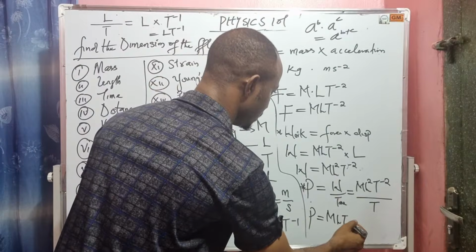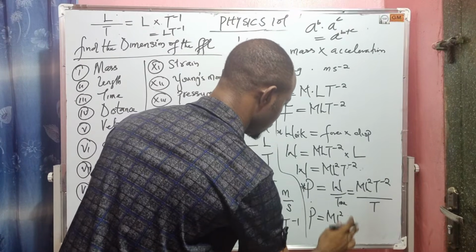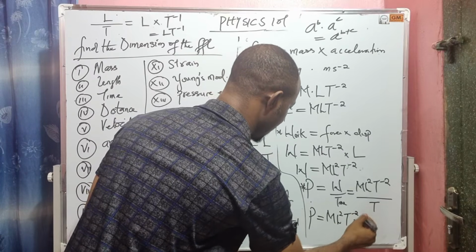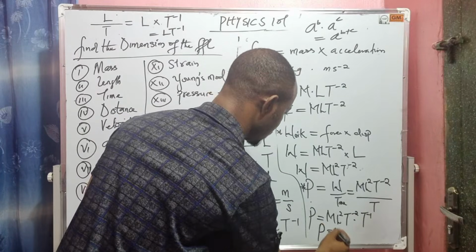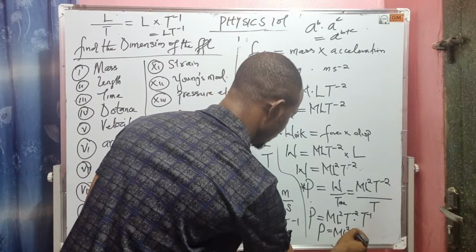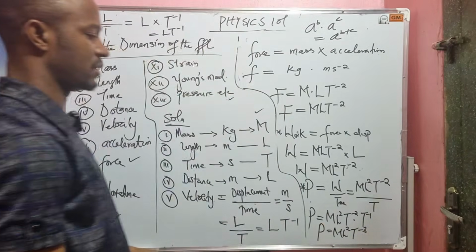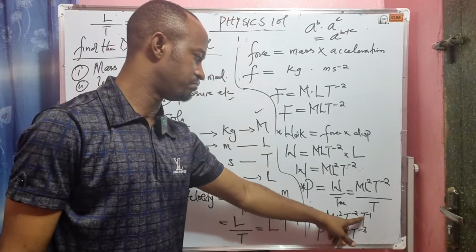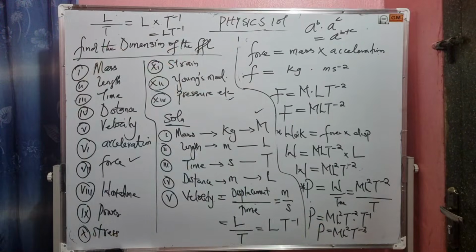ML squared T minus 2 times T minus 1. So power becomes ML squared T minus 3, because minus 2 minus 1 is minus 3. That is the dimension for power.